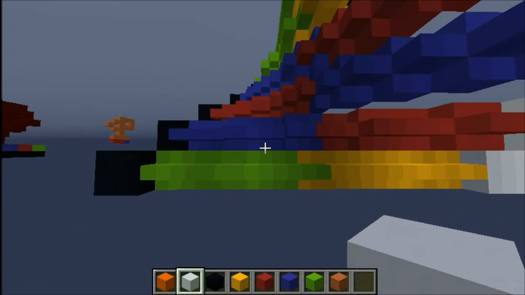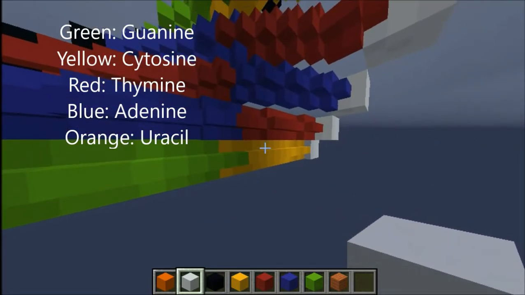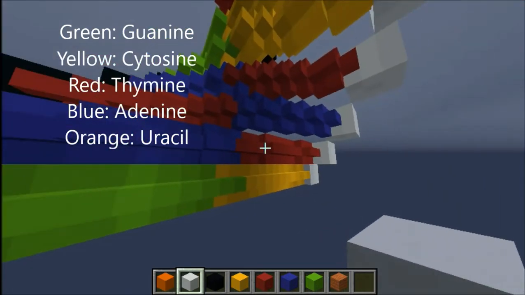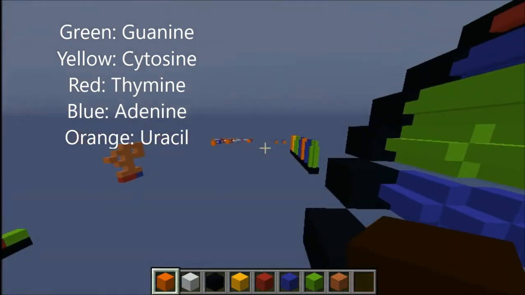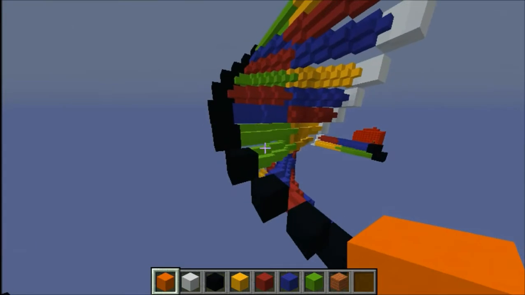Just for future reference, green is guanine, yellow is cytosine, blue is adenine, and red is thymine. Also, orange is uracil. Hope I'm pronouncing these right.